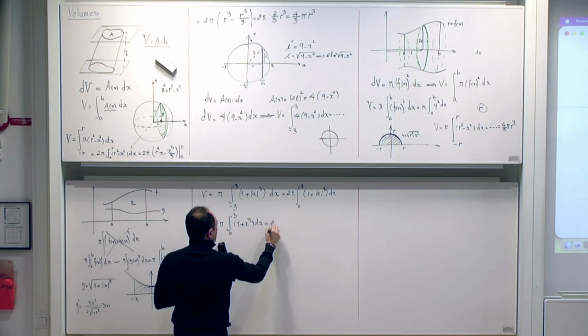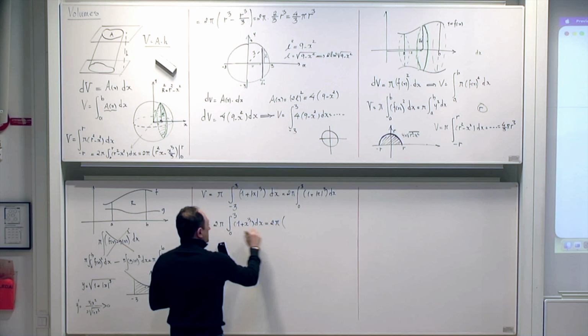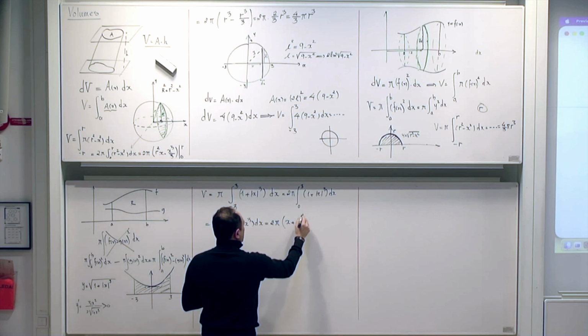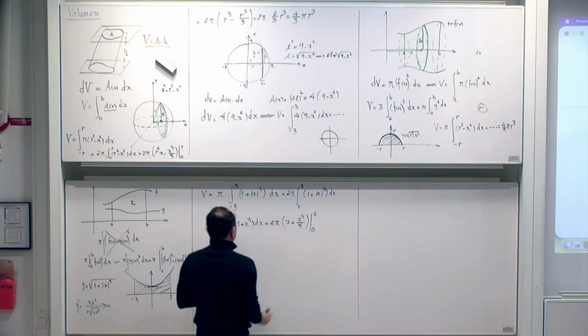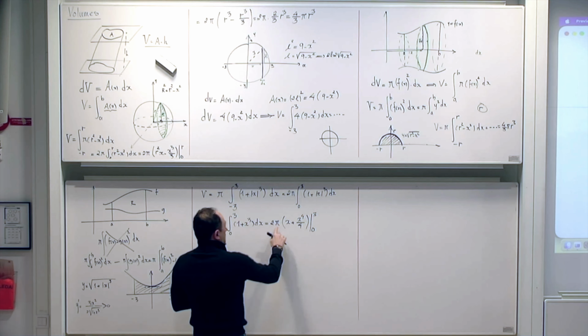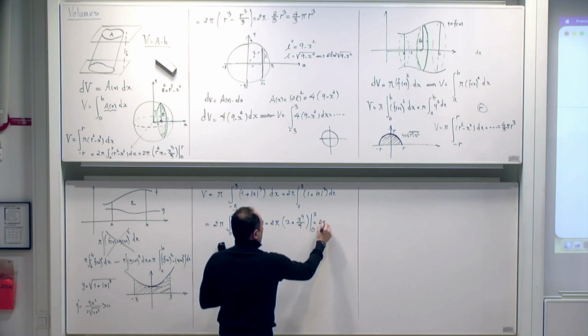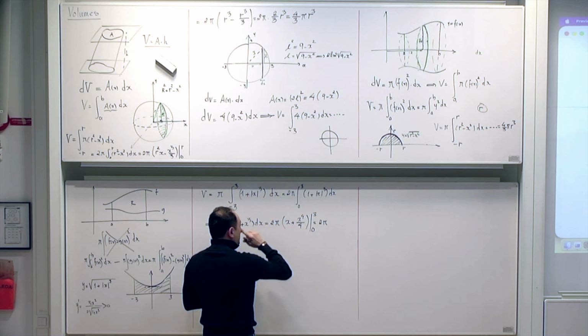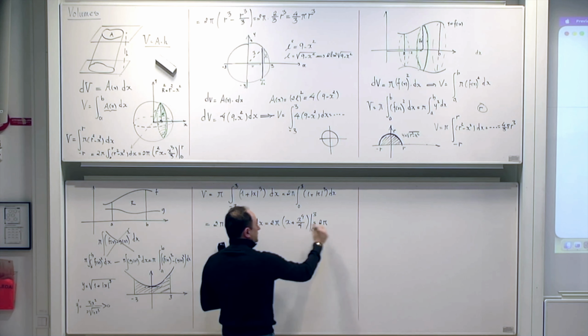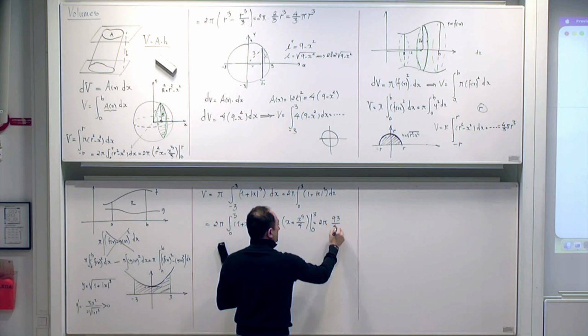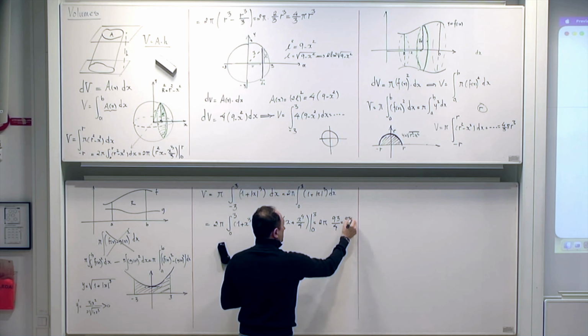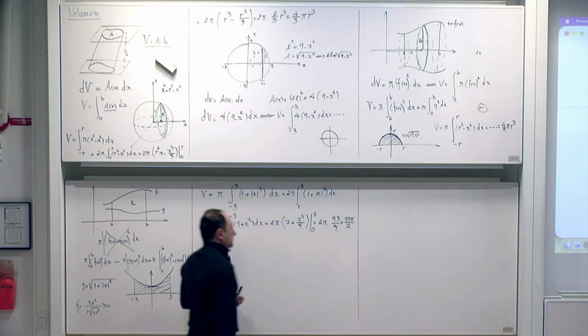So this becomes 2 pi, and this is x plus x to the power of 4 over 4. I run it from 0 to 3. So what is the number? So it is 2 pi. If I put 3, 81, and this is 12, 93 over 4. So it is 93 pi over 2 volume units.